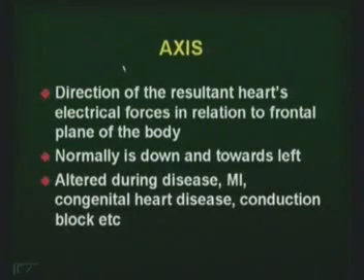The next thing is the axis, where most people get foxed. What is an axis? Axis is the direction of the resultant of the heart's electrical forces in relation to the frontal plane of the body. Normally the heart is situated on the left, and we've just learned that from the SA node the impulse activates down to the AV node, and from the AV node the forces act downwards and a little bit to the left.